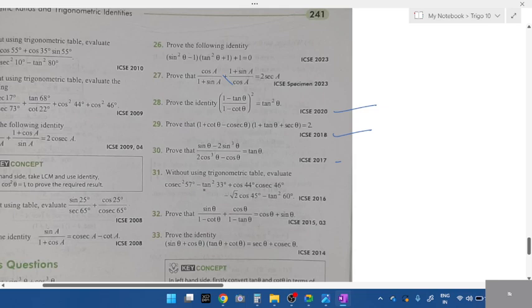2016, 2015. Okay, 14, 15 is fine. They don't give 2016 ones. You can just ignore that. Cos square.